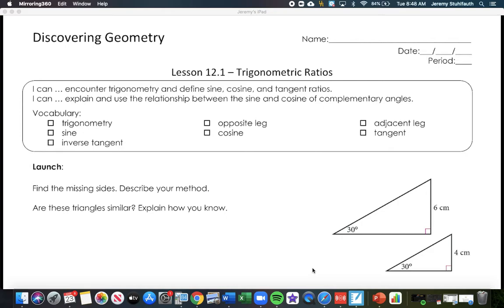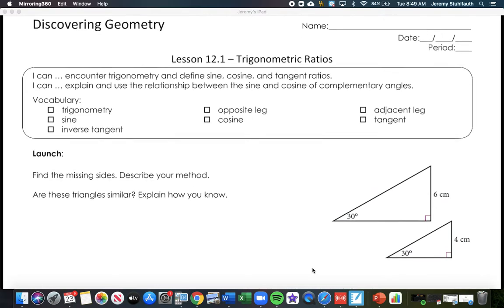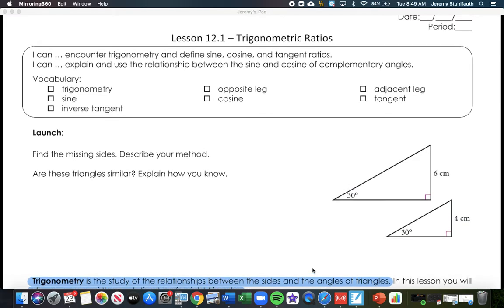Trigonometric ratios can help us find the missing sides of a right triangle or find a missing angle of a right triangle. So before we get started on exploring the trigonometric ratios, sine, cosine, and tangent, I would like for you to work on this warm-up. Complete the warm-up and then check your answer by continuing the video.